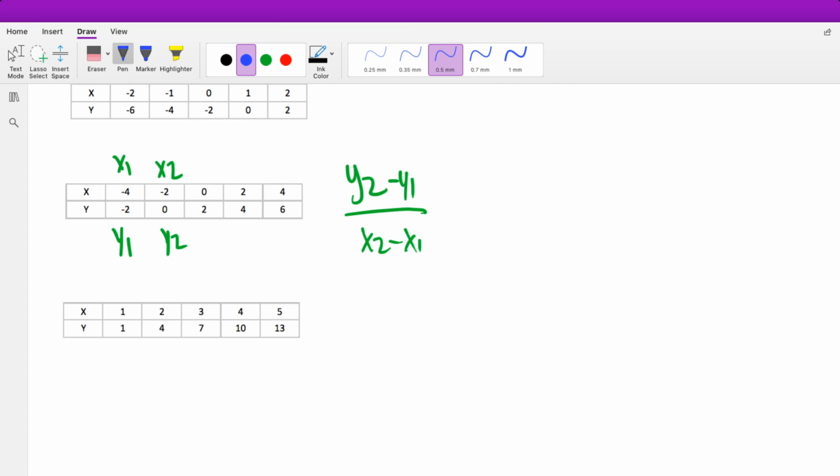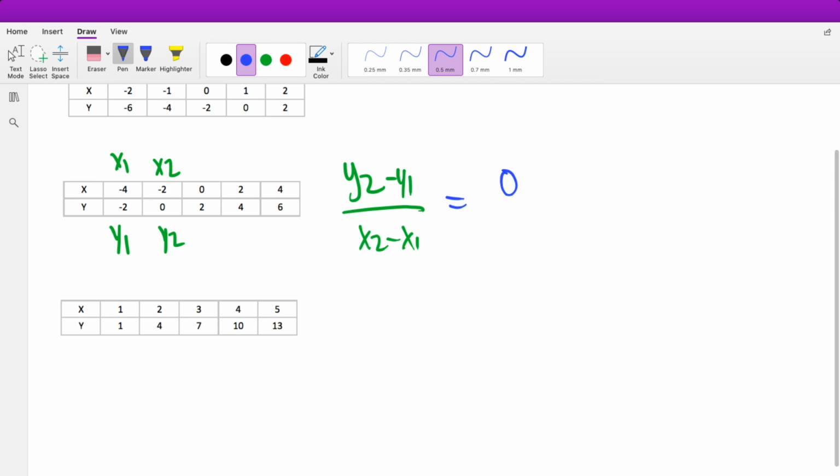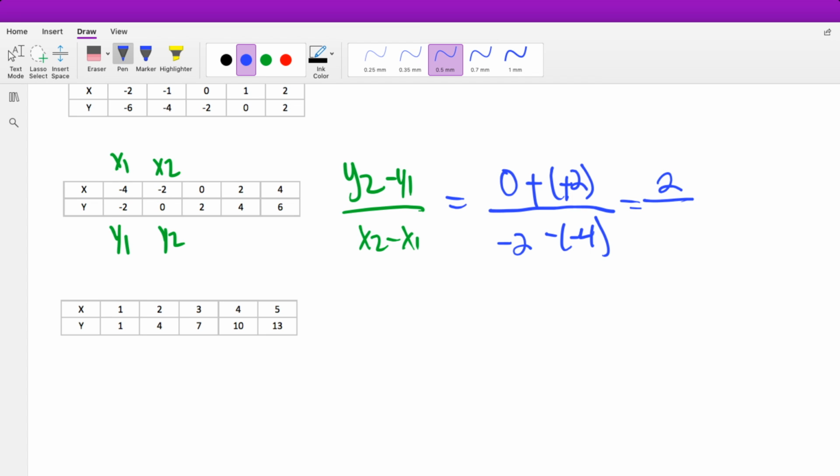y2 is 0 minus y1, which is -2, minus -2, over x2 minus x1. x2 is -2, and x1 is -4, minus -4. Let's go ahead and see what we get. 0 minus -2, that's the same thing as 0 plus 2, which gives us 2. And then -2 minus -4 is the same thing as -2 plus 4, which gives us 2.